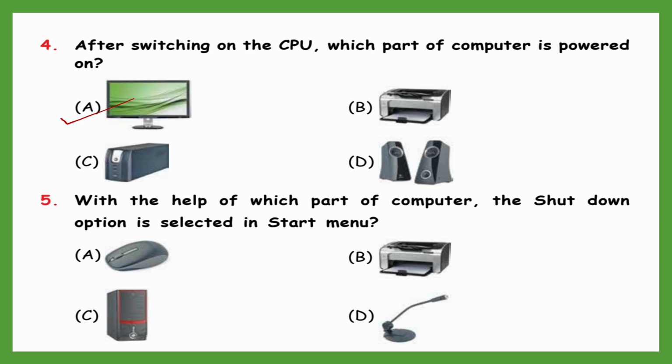The next one. With the help of which part of computer is the shutdown option selected in start menu? Option A mouse, option B printer, option C CPU, option D mic. The correct answer is option A mouse. We use mouse to click on the shutdown option.